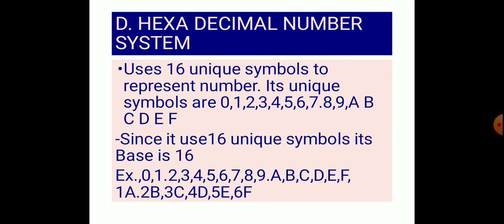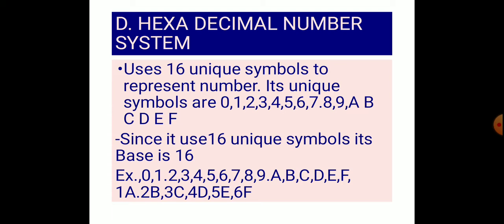Okay children. The last one is hexadecimal number system. It uses 16 unique symbols to represent number. Its unique symbols are 0, 1, 2, 3, 4, 5, 6, 7, 8, 9. In decimal 10, in hexadecimal it is represented as A. So 10 is represented as A. For 11 it is B. For 12 it is C. For 13 it is D. For 14 it is E. For 15 it is F. So since it uses 16 unique symbols, its base is 16.